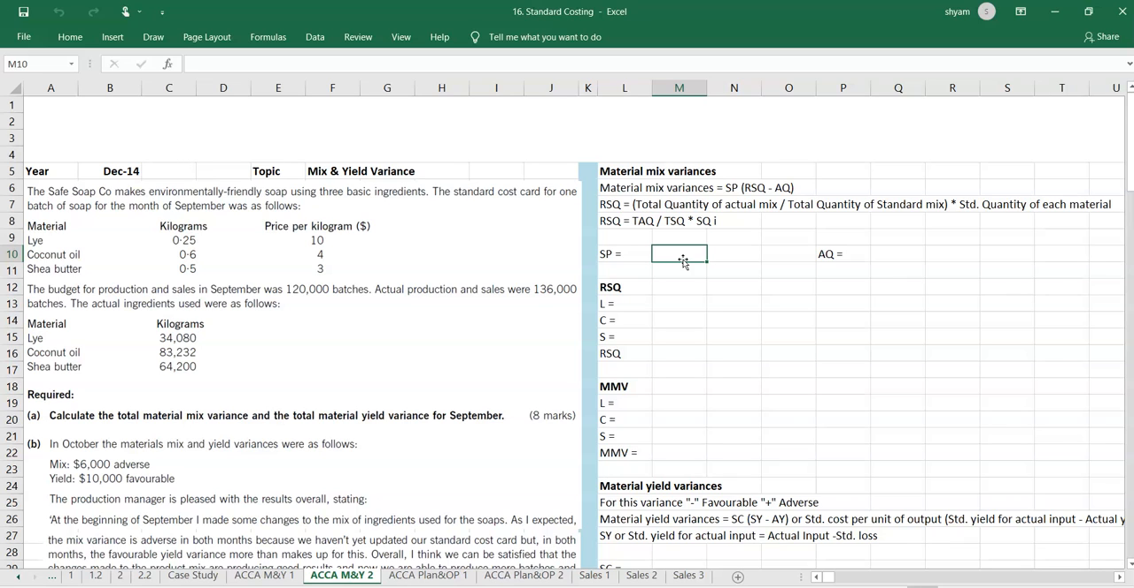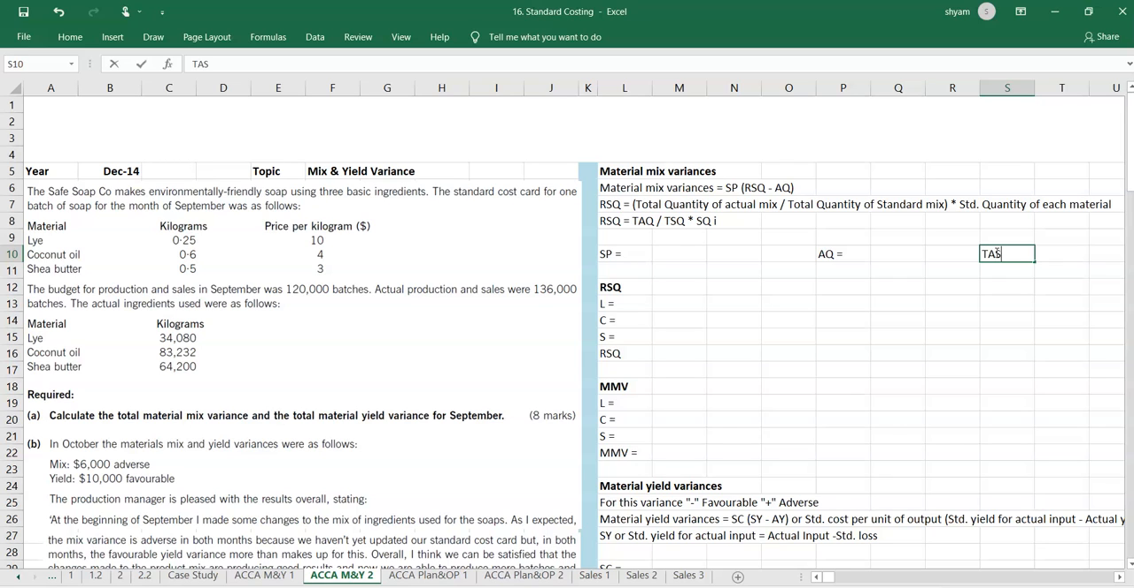Let's get the numbers and we'll move on. For material mix variance, the formula is SP into RSQ minus AQ. For RSQ we have to work it out separately, and the other numbers like SP also we have to get individually, and AQ is already there. So first we'll start from RSQ. RSQ is based on TAQ, the total actual quantity. Since we are calculating for raw materials, the total quantity of raw materials has to be added. So we'll start from there.